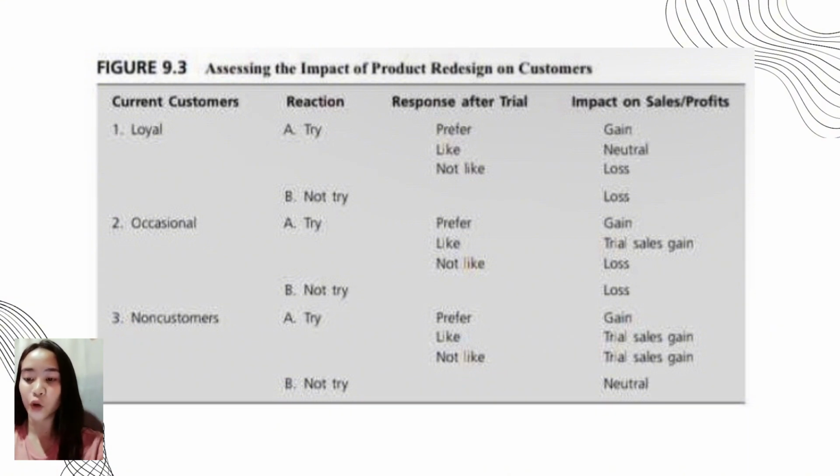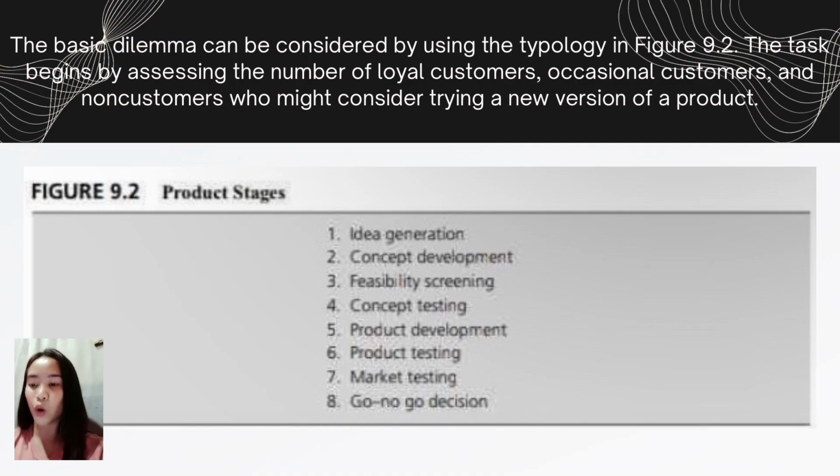So in figure 9.2, it is the product stages. First is idea generation. Second is concept development. Three, feasibility screening. Four, concept testing. Fifth is product development. Six, product testing. Seven is market testing, and eight, go or no-go decisions.